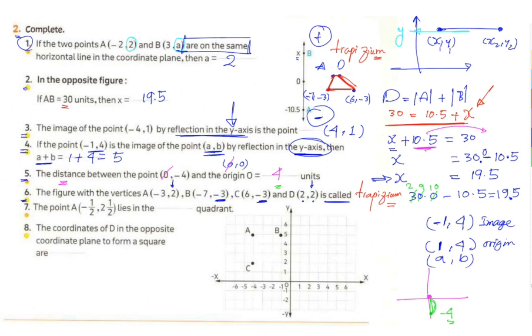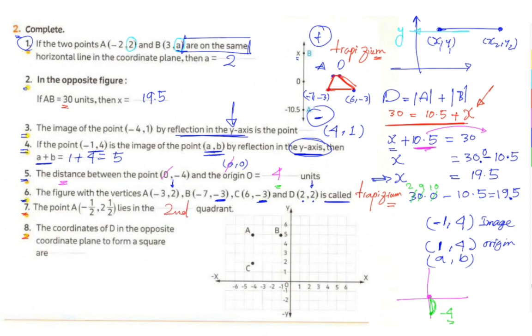Okay. Next, point 7. The point A, negative half and 2 and a half, lies on what quadrant? Negative x, positive y, that's the second quadrant.